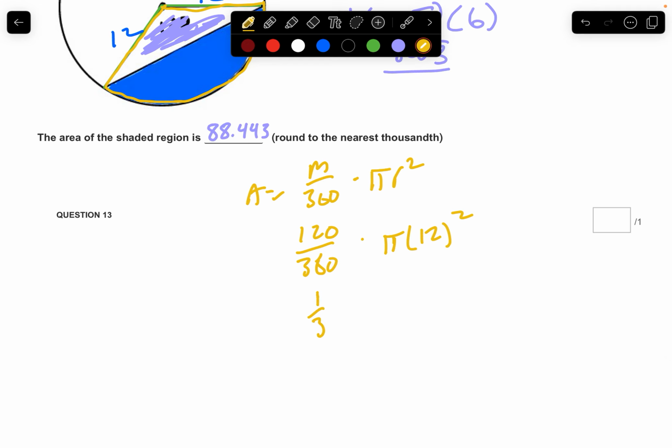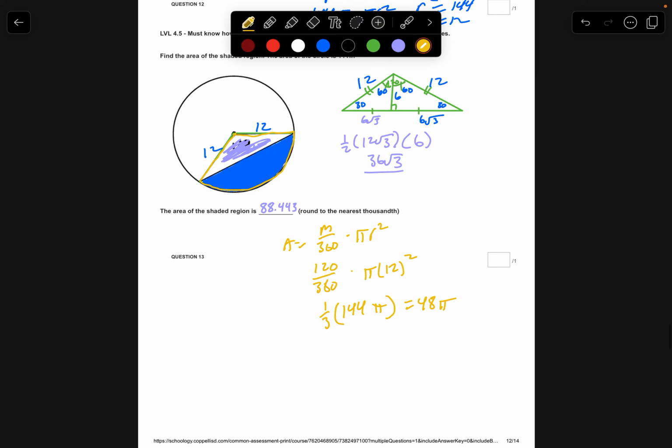So it's 1/3 of 144 pi. Now that does divide. Would that be 120? Would be 48. I think it's 48. Let me make sure. 144 divided by 3 is 48. So 48 pi is the area of this entire space. So what is the area of the shaded region? The shaded region in blue would be the entire sector, 48 pi, minus the triangle, 36 root 3.